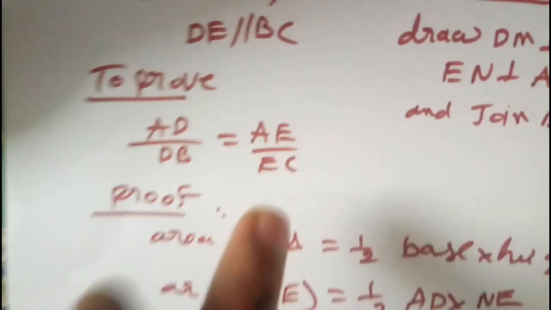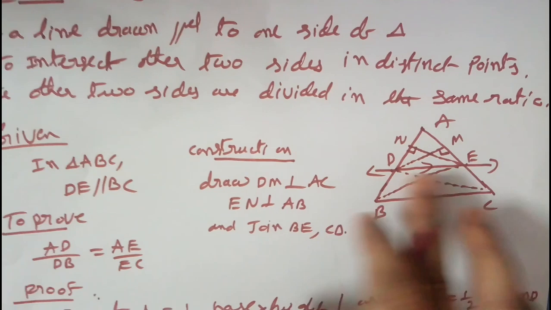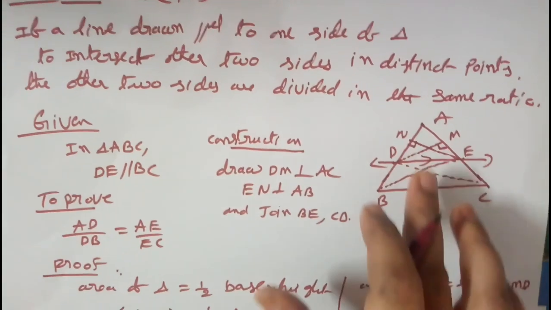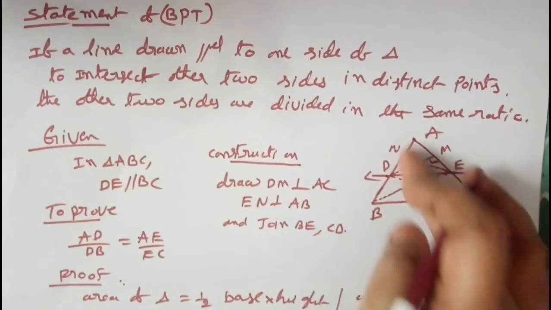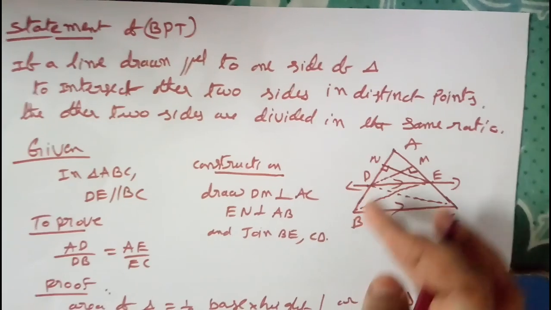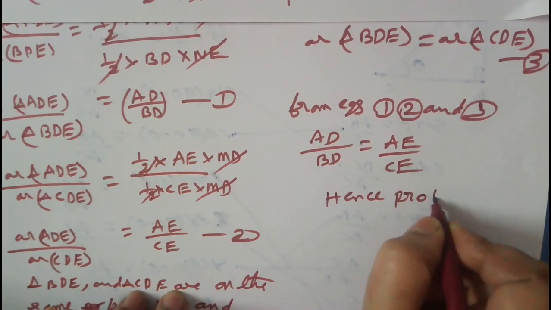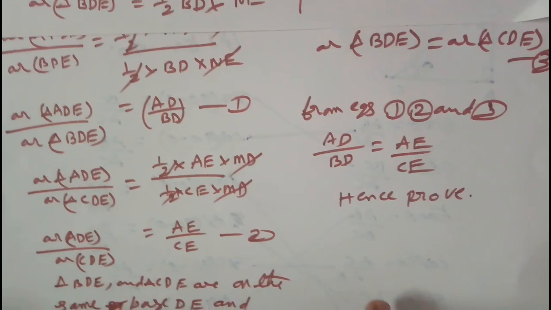See, required to prove is AD by DB is equal to AE by EC. If a line drawn parallel to one side of a triangle to intersect other two sides in distinct points, then the other two sides are divided in the same ratio. AD by DB is equal to AE by EC. Hence proved. In next class, we will discuss the converse of BPT.